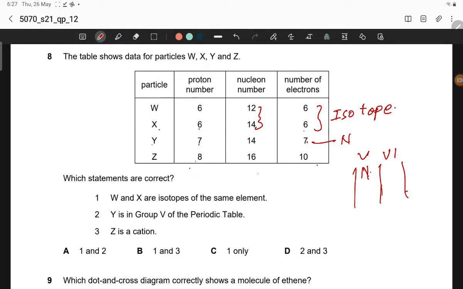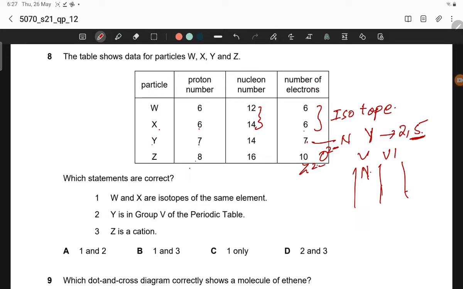Z is oxygen. Z is an ion, an oxide ion. Z is a 2 negative ion because it has 2 electrons more than the protons, so it must be Z 2 negative. Y has proton number 7, which means 7 electrons, so the electronic configuration of Y is 2 and 5. So 5 electrons are present in the valence shell, and the group number is determined by the valence shell. So it is present in group 5.